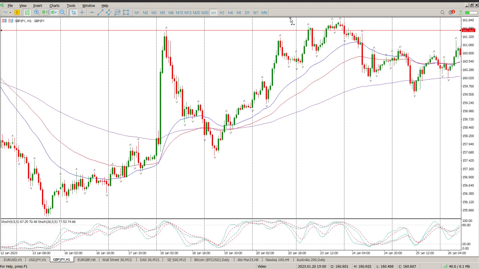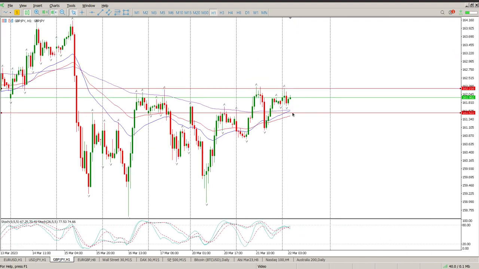So I would prefer to see, for the shorts anyway, a break and retest of 161.522. If it is going to be long, then I'd want to see a break and retest of 162.216. I'd want to see price move above, come back and test this, and then move and reverse for a short. So that one definitely is sitting on the sidelines.